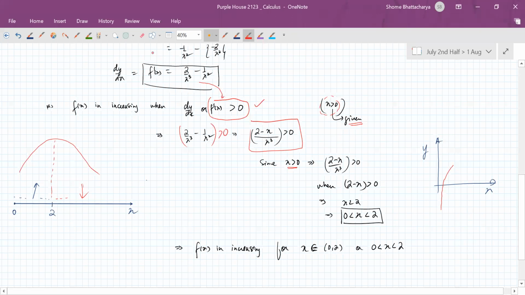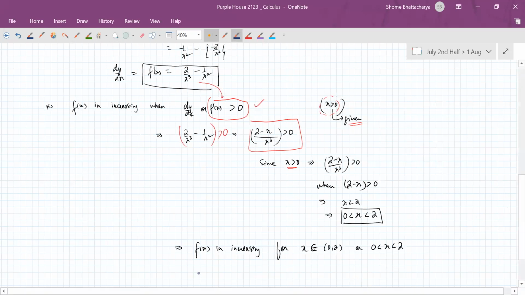Okay, so A part is clear now. Yes, sir. Okay, so this is not important just now. What is important is that we have found the interval in which the function is increasing.